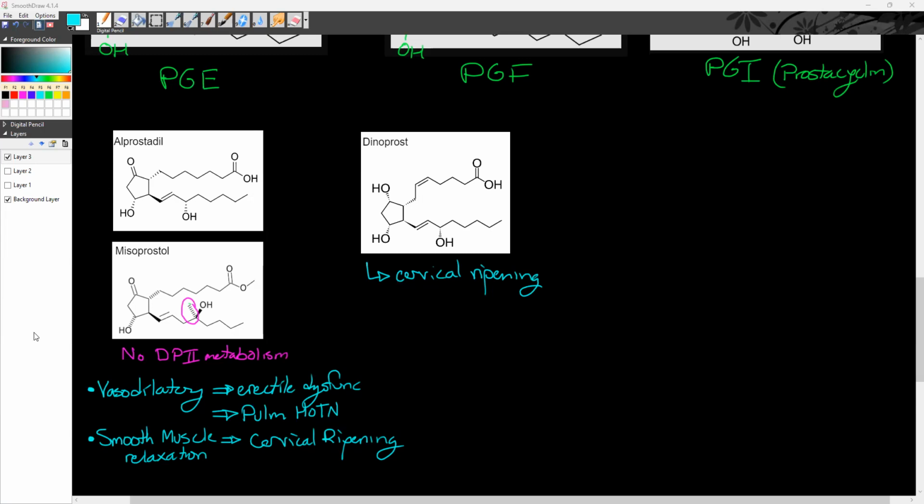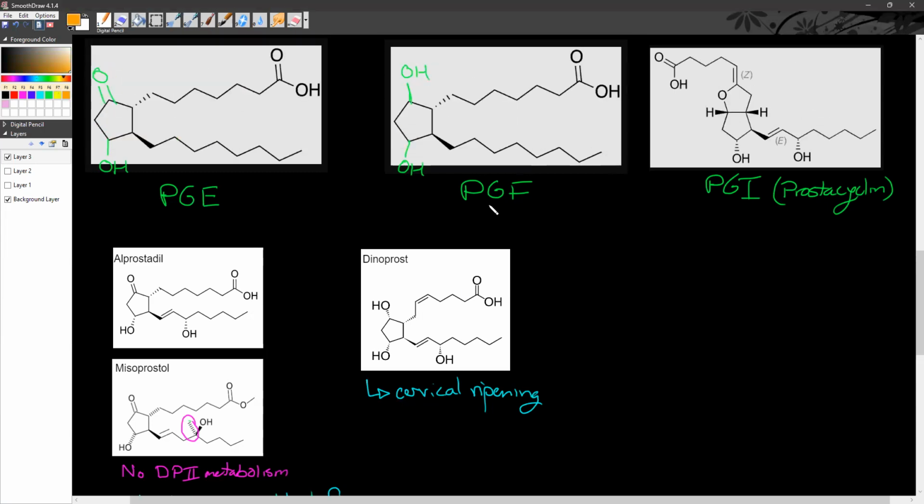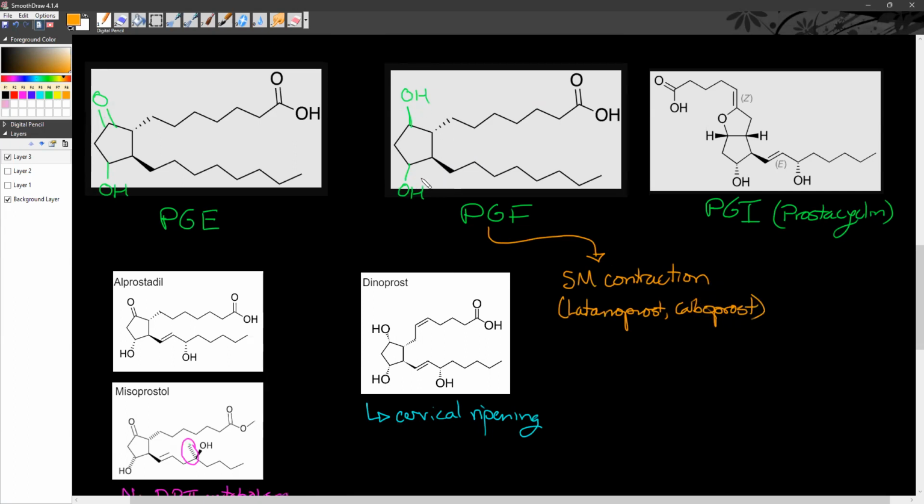When we talk about PGF drugs, PGE is all about smooth muscle relaxation, PGF is all about smooth muscle contraction. So these are your drugs like carboprost, latanoprost, travoprost. All of them are going to have that double OH backbone. And the big thing is we can use them in terms of glaucoma. So that smooth muscle contraction is going to allow for the pressure to decrease.